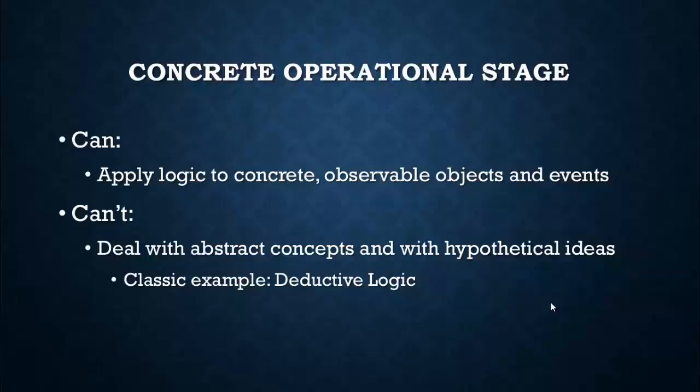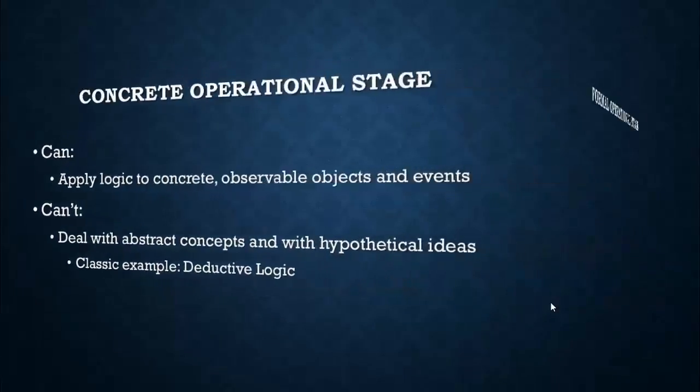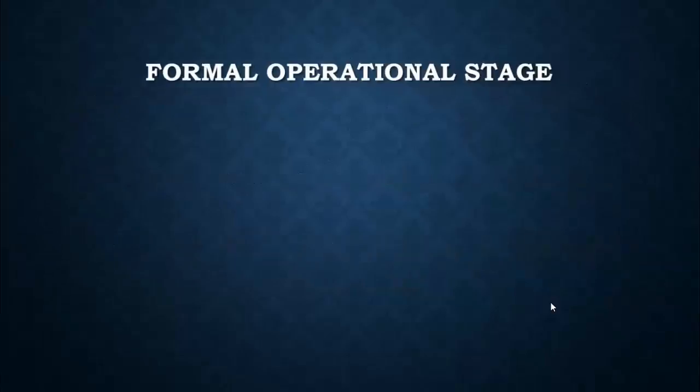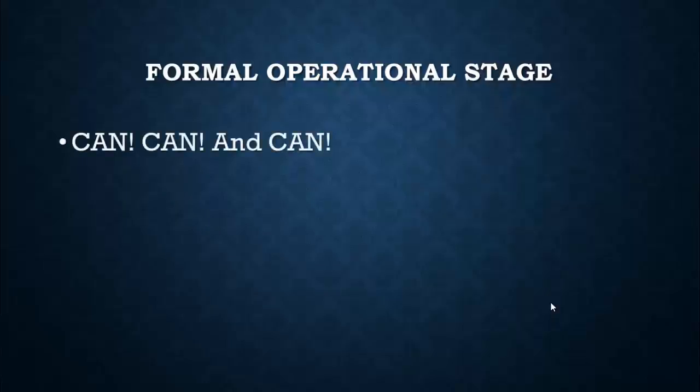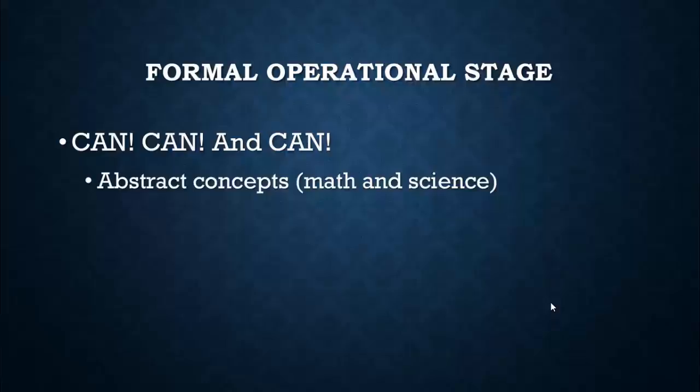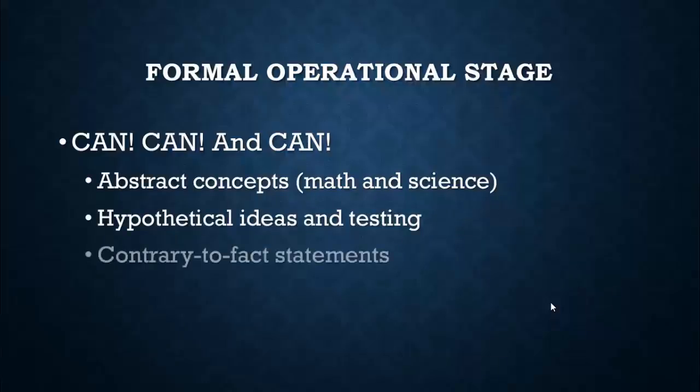And if you ask a child older than 11, the child would easily figure out the logic and tell you that feather broke the glass. What Piaget proposed about children's cognitive development during this stage is that they can do many things they cannot do before, like understanding abstract concepts in math and science, understanding hypothetical ideas, and the ability to test these ideas. They would also be able to understand contrary to fact statements like feather breaking glass.